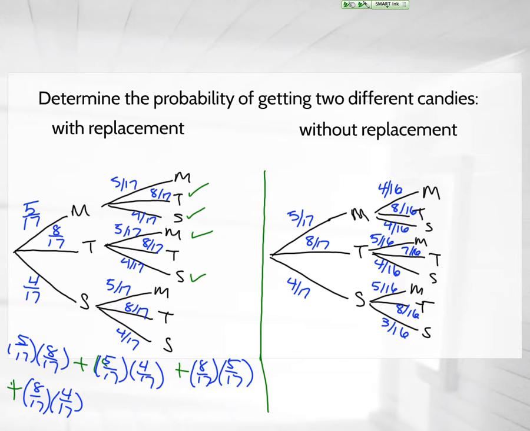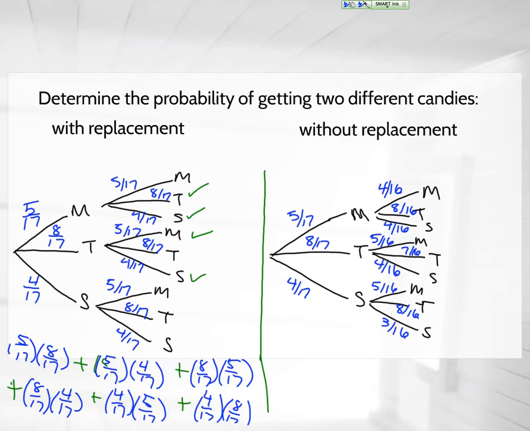Alright, got that one. Then I can go Snickers, Milky Way. So that's 4/17 and 5/17. And then last but not least, a Snickers and then a Three Musketeers. So 4/17 times 8/17. So you have to multiply those all and then add them all up. Do you guys remember the multiplying and the adding step from Friday then? So like half of you that were here on Friday.